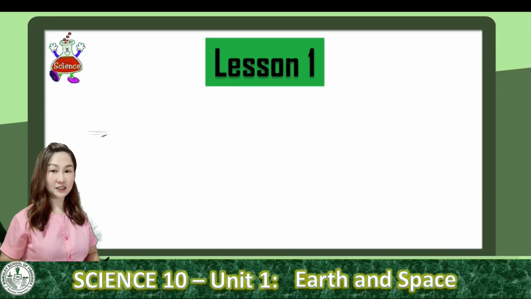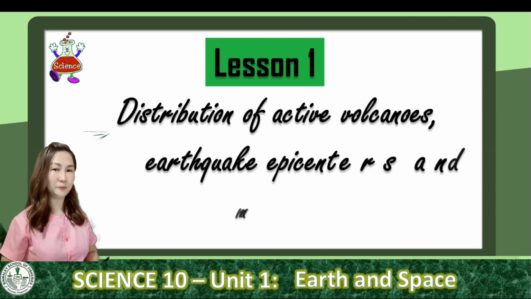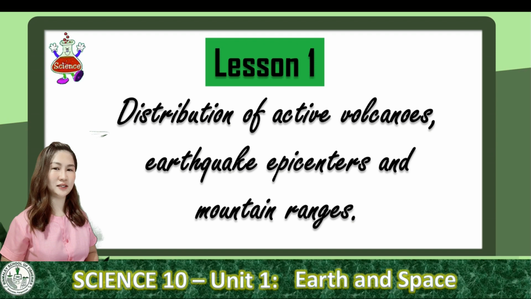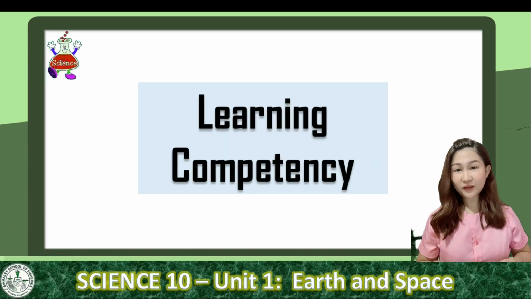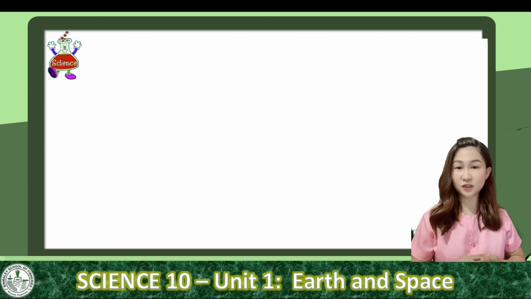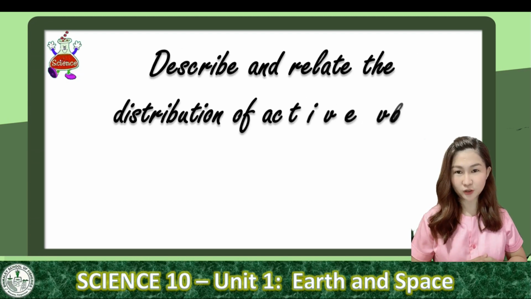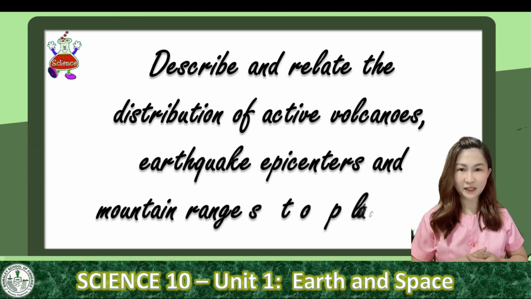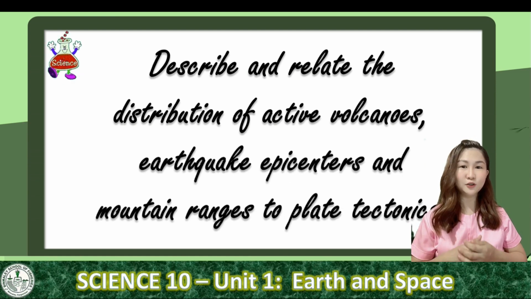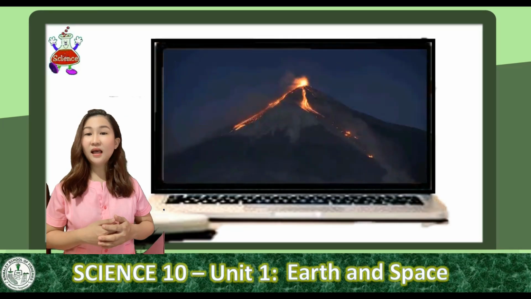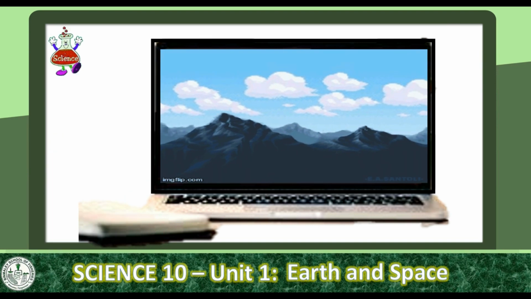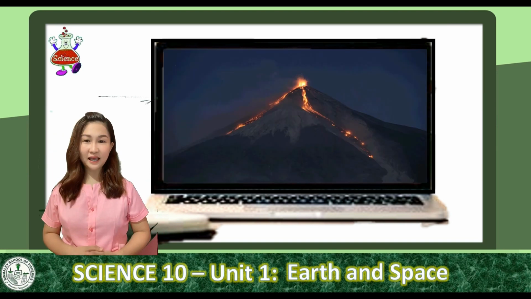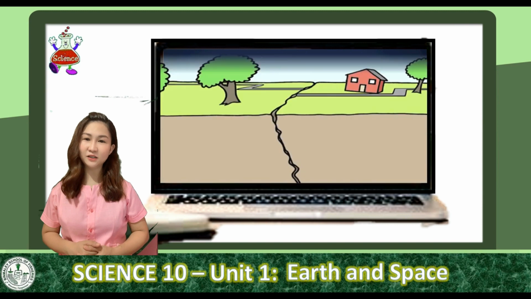For our first lesson, we will discuss the distribution of active volcanoes, earthquake epicenters, and major mountain ranges. After this lesson, you are expected to describe and relate the distribution of active volcanoes, earthquake epicenters, and major mountain ranges to plate tectonics. Have you ever wondered how these geologic features form? Well, if your answer is yes, this lesson will help you find the answer to your question.